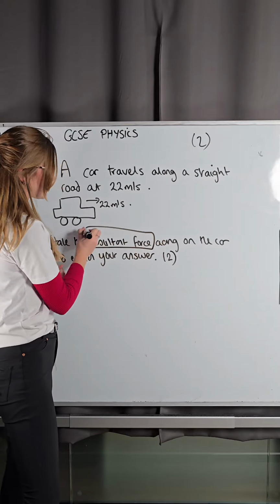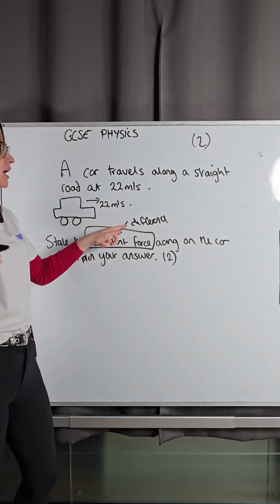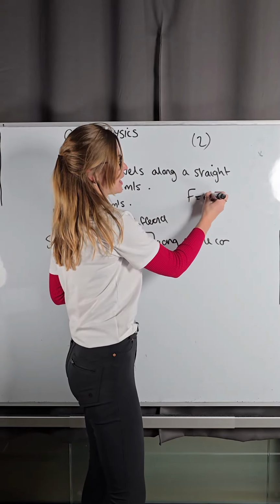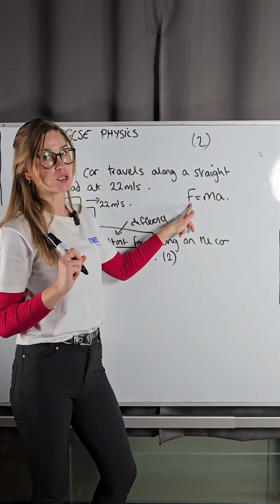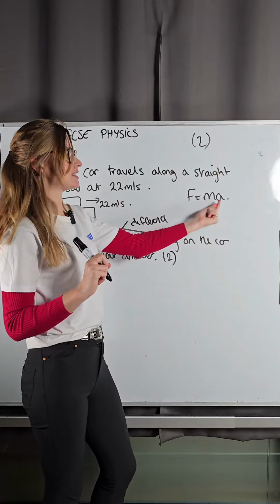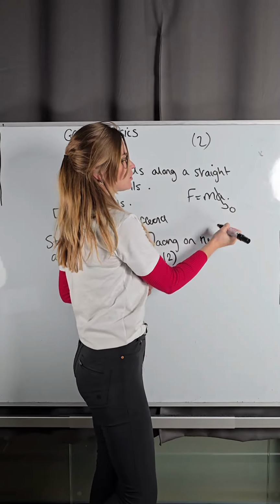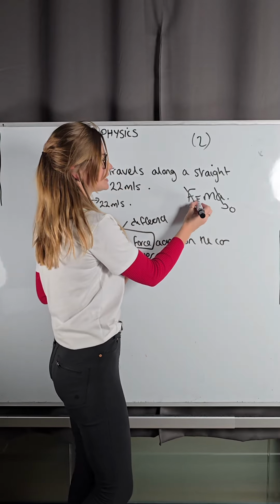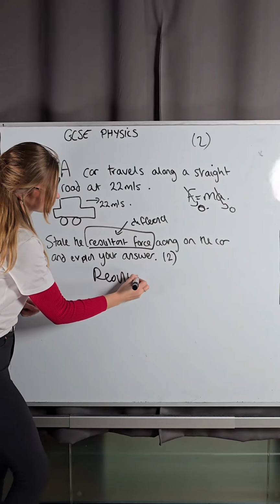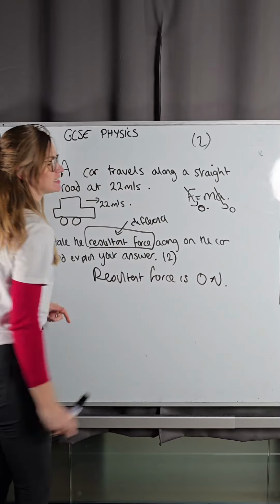Remember, resultant is a way you can think about it. It basically means asking what is the difference in the car. But because we know it's traveling at a constant speed, remember that equation, F equals ma: resultant force is equal to mass times acceleration. If it's traveling at a constant speed, it's not accelerating. It's not getting faster and faster, it's not getting slower and slower. So that acceleration is 0, and anything multiplied by 0 gives me 0. So we know that the resultant force is 0 newtons.